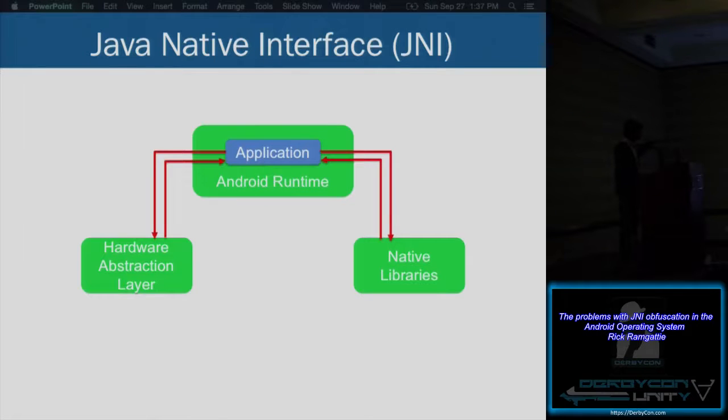So as you can see, the red arrows go both from the application to the native library or the hardware abstraction layer and back. It's because JNI is not only meant for applications in Java to speak to applications with native code, it's also meant for applications that have native code to speak to applications that are written in Java.